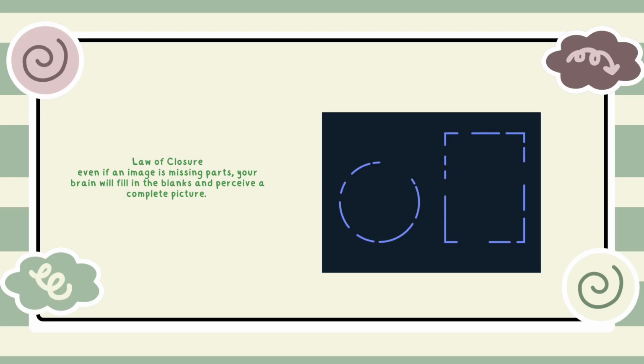The third law is the law of closure. The law of closure means that even if an image is missing any part, our brain will fill in the blanks and perceive a complete picture. As can be seen in the example picture, we can still see the circle and rectangle even though the lines are broken, because our minds are trained to see things from how we actually see it the first time.